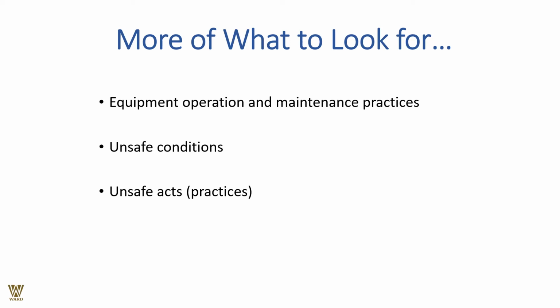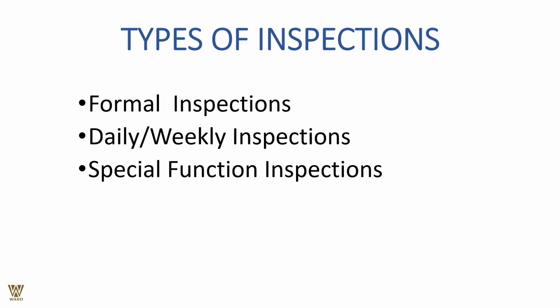Now, that is what we are looking for. So, types of inspection would be formal inspection, daily, weekly, routine inspection, special function, and etc. Now, formal inspections are those that are scheduled in advance. They may include the safety officers, safety committees.